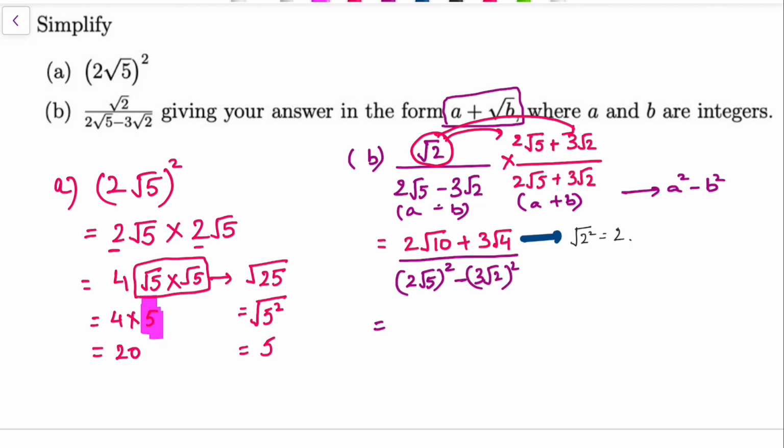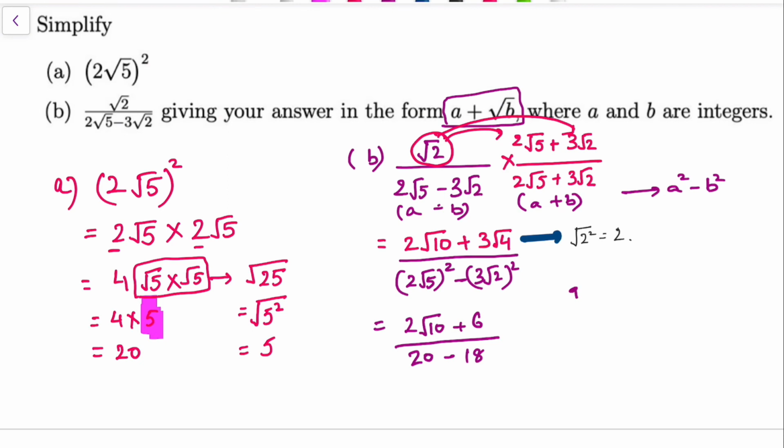All right, so now in the numerator we have 2√10 plus 3 times 2 is 6, over 2 squared is 4 and √5 squared is 5. So 4 times 5 is 20 minus 3 squared is 9 and √2 squared is 2. So that will give us 9 times 2 is 18.